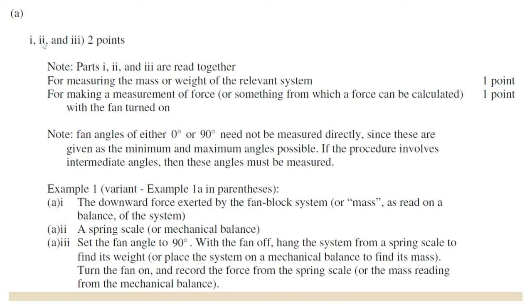Now, the second part of this scoring guide has a second example in it, which I almost thought was kind of shocking. But it's a nice little cheat almost to get around the issues in this problem. Notice you get 1 point for measuring mass or weight and 1 point for making a measurement of force, or something from which force can be calculated with a fan turned on.